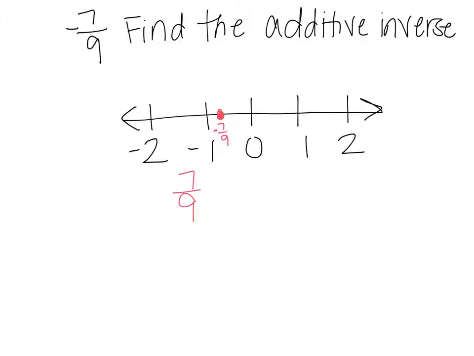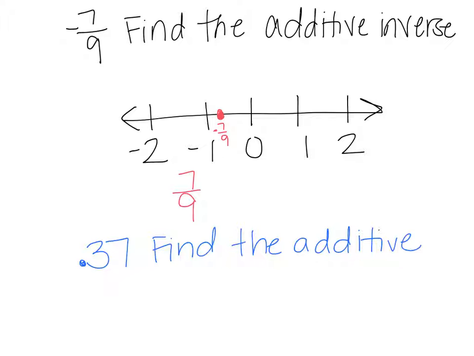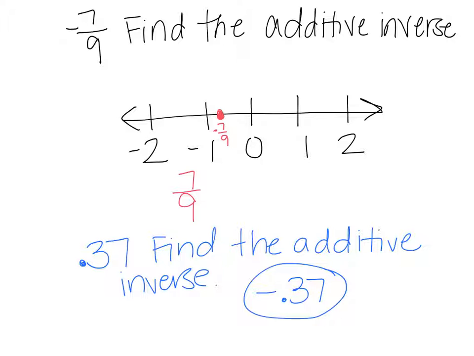So again, I just don't want anyone to be confused because they see a fraction. It works the same way. The opposite of negative 7/9 is a positive 7/9. Let's say we have 37/100, and we need to find the additive inverse or opposite. That means, what number can we add to 37/100 to get to 0? And the answer would be negative 37/100. I hope that helps.